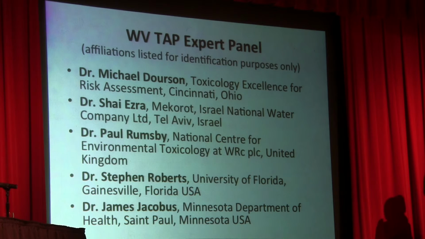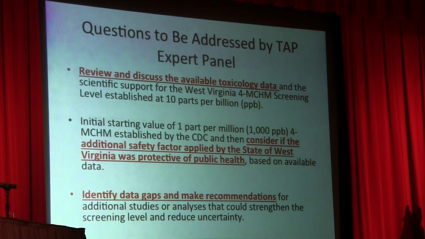These individuals will be the persons deliberating about the 10 part per billion screening level established by the state of West Virginia. They will also be, again, examining the ppH data, the dye ppH data, and other components of the crude MCHM. Question to be asked by the Wvtap expert panel. Again, they're going to review and discuss the available toxicology data. They're going to consider the safety factors applied by the state of West Virginia to determine if the levels that were established as screening levels are protective of public health, and identify data gaps and make recommendations.